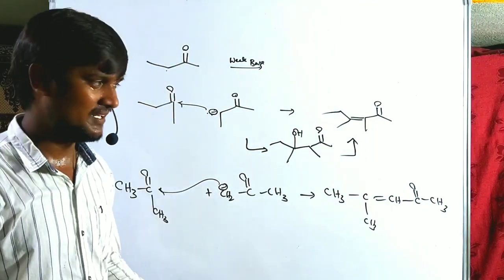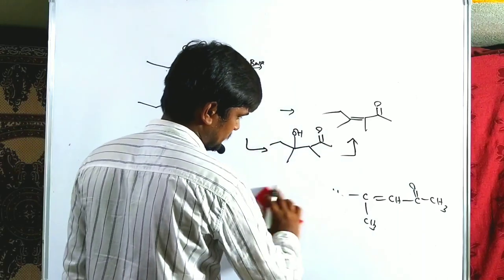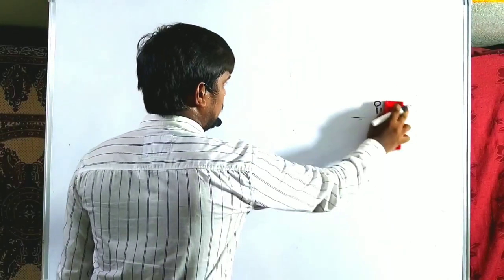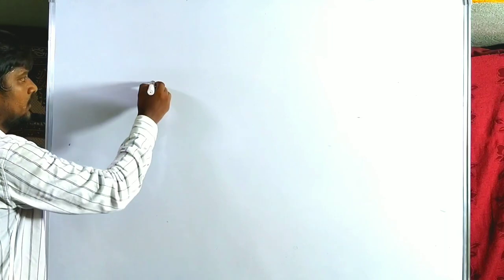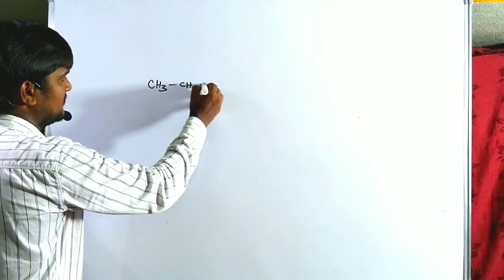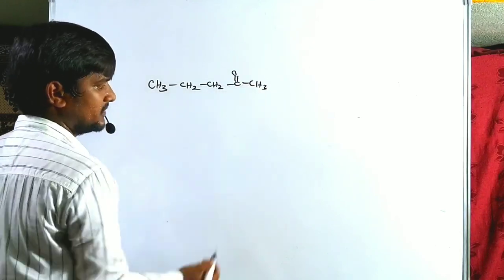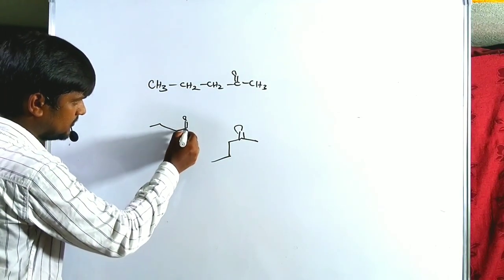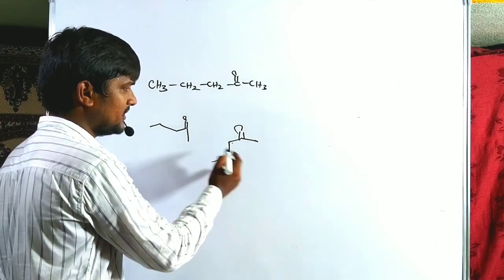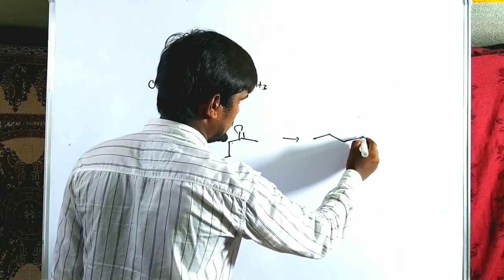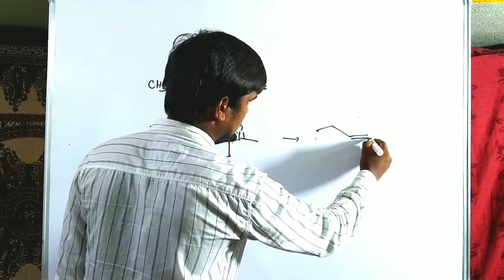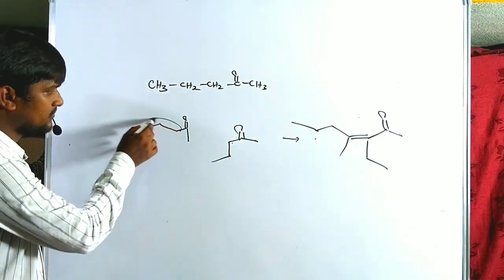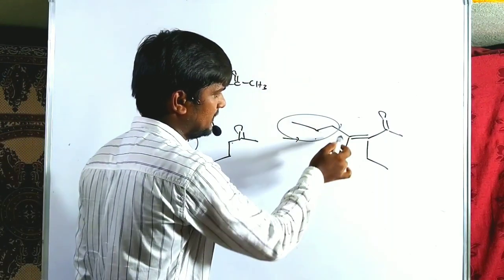If you want one more example, I'll explain it in a very simple manner. CH3CH2CH2C double bond O CH3. That means I would like to write this type, and another one. This is the reaction. Now, in between them, it forms the double bond. So, double bond, O, ethyl, methyl. Here it is the propyl group, and here the methyl group.